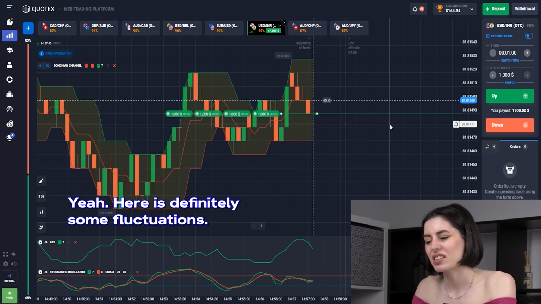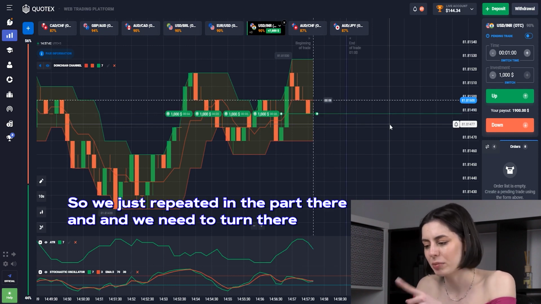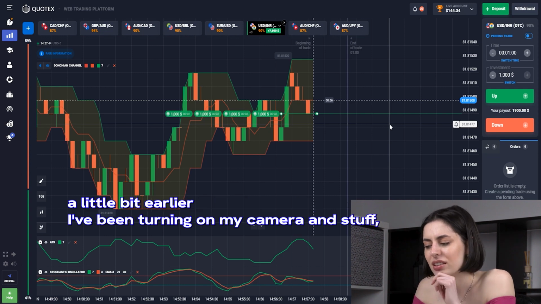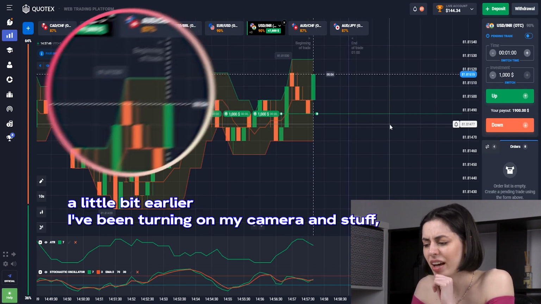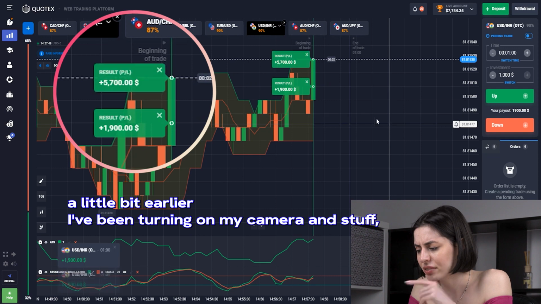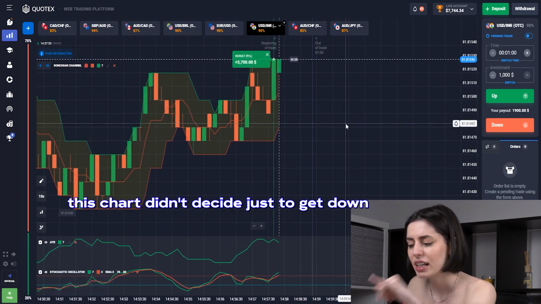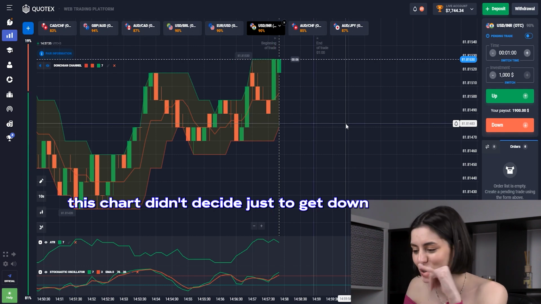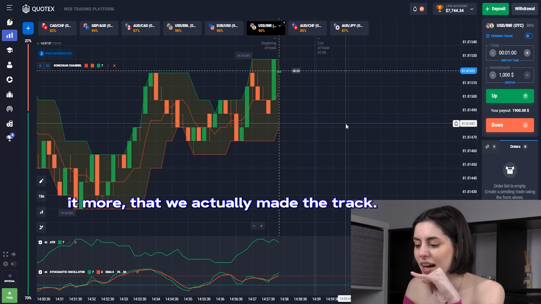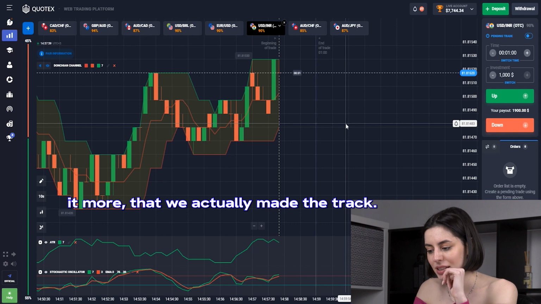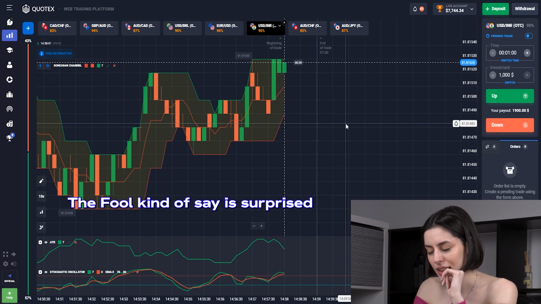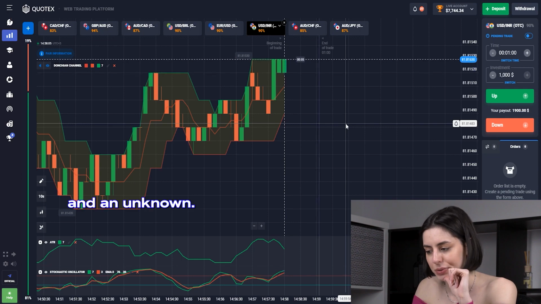Yeah, here is definitely some fluctuation, so we're just repeating the pattern, and we needed to enter a little bit earlier. I've been turning on my camera and stuff, but you may see that we actually got lucky that this chart didn't decide to go downward more, and that we actually made the call that the full tendency is to rise. I don't know.